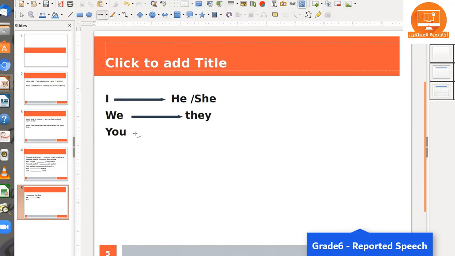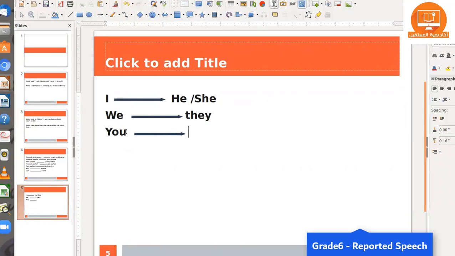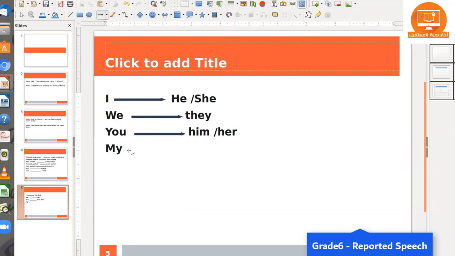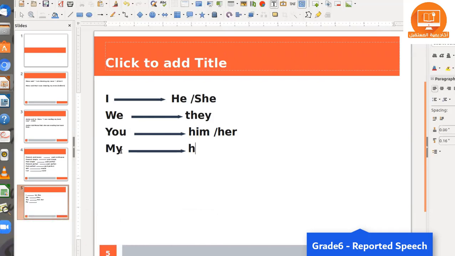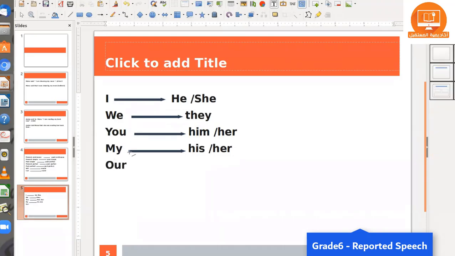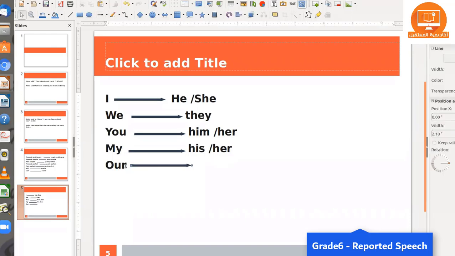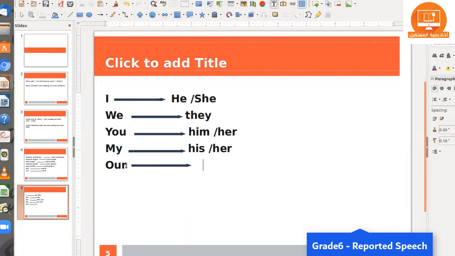You, Yusuf Mahmoud. You, yeah, he, him? Him or he? Or here, very good. My, Hagar Besse. My to what? To his or her? Our, Salma. Our to what? Or their. Their, excellent.